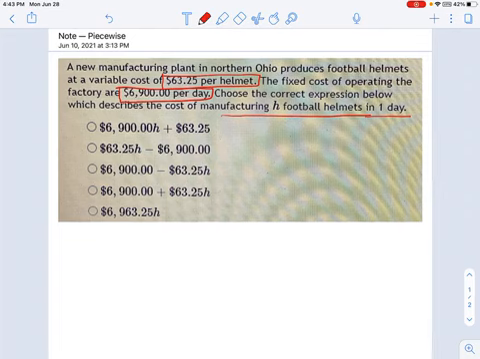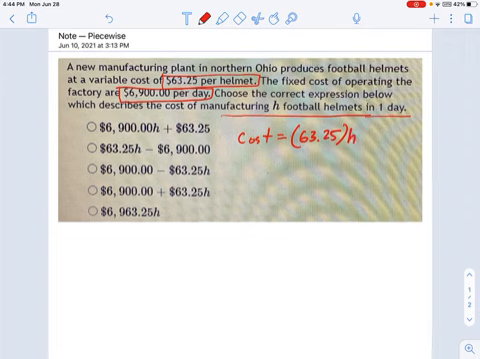So I'm making an equation here, which is cost equals, and what you do is you add together your two types of costs. You have your variable cost, which is 63.25 per helmet. That's the giveaway. When it says per helmet, you know you're going to have to multiply that cost of 63.25 times H, which is the number of helmets.